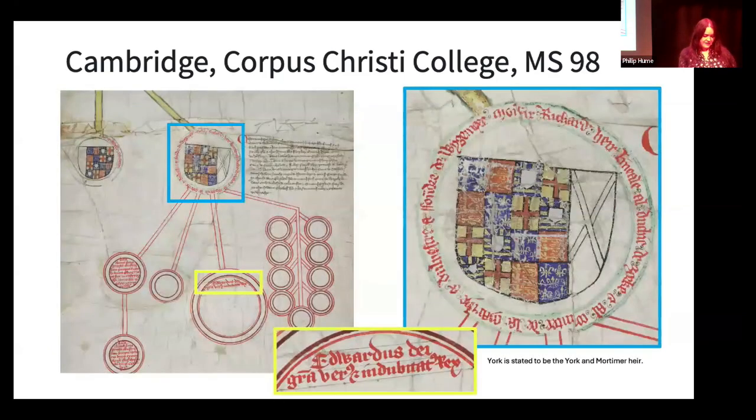And if we zoom in a bit on the two roundels that show Edward and Richard, you'll see that Edward's isn't quite finished. We don't really know why. But if you look at the text around Richard, Duke of York's descent in the blue box, this actually says that Richard, Duke of York, is both the York heir and the Mortimer heir. So a very clear depiction here again of the fact that both lineages are really vital for the Yorkist claim to the throne.